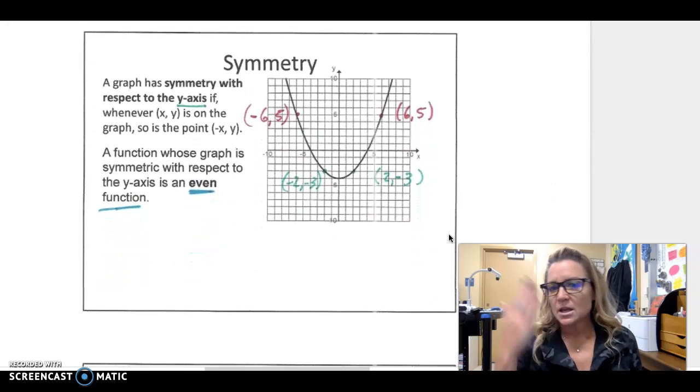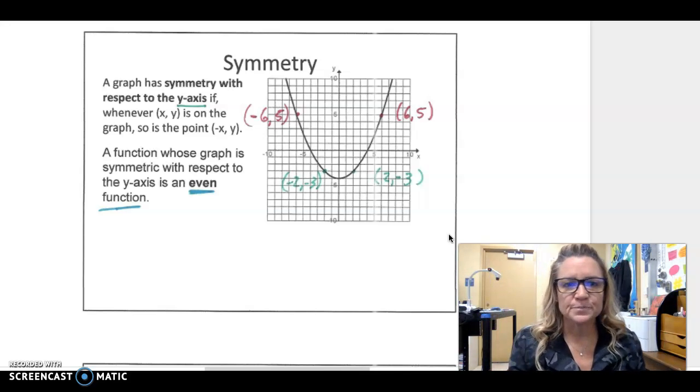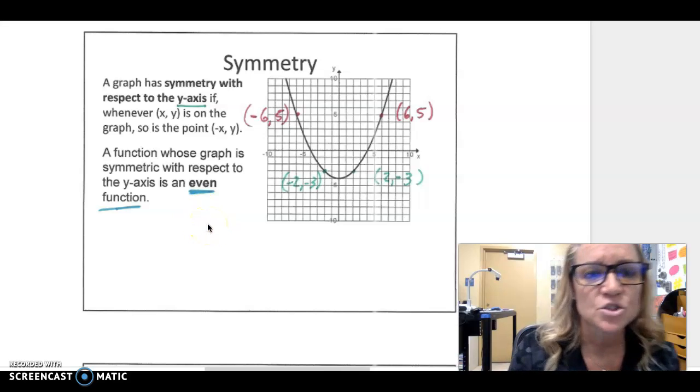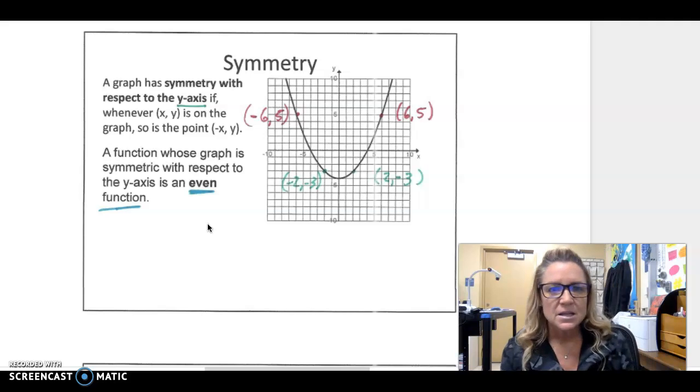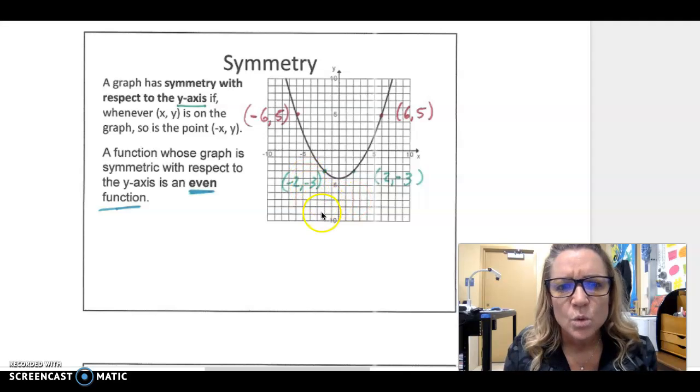Symmetry just means one side's going to be the same as the other side, so kind of like a reflection. And so it says a graph has symmetry with respect to the y-axis if, when the point x, y is on the graph, so is the point negative x, y. Okay, so what does that mean?